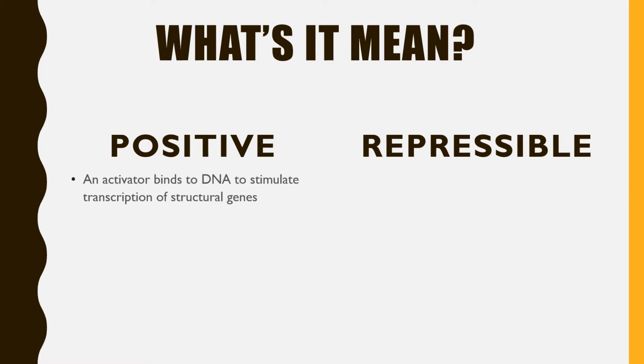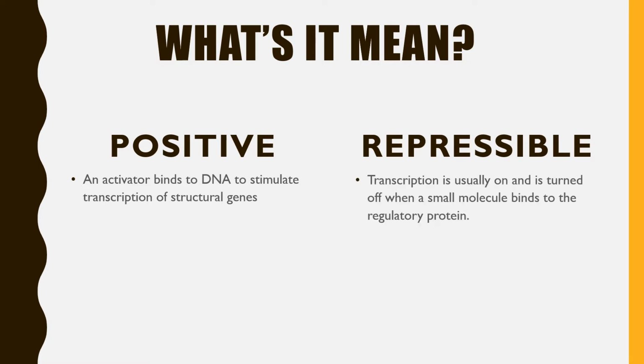Well, positive control indicates that an activator binds to DNA to stimulate the transcription of structural genes. Structural genes are the genes that code for proteins. Repressible control means that transcription is usually on, but gets turned off when a small molecule binds to the regulatory protein. Putting all this together, positive repressible means that the activator is usually bound to the DNA, allowing transcription to occur, but when a small molecule is present, it can no longer bind to the DNA, causing transcription to stop.